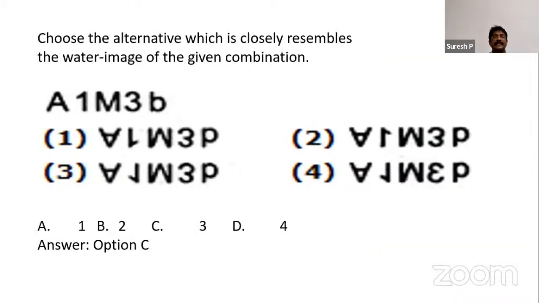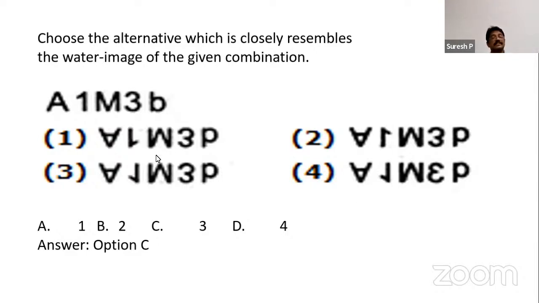Choose the correct alternative which closely resembles the water image of the given combination. Okay, this is most important. Now verify it. So here numbers, letters, capital letters and small letters both are given. So very clear. B is given, so P should come. So all are P here. And M seems to be W. So all will be W. A will be inverted. Mostly all will be A inverted.